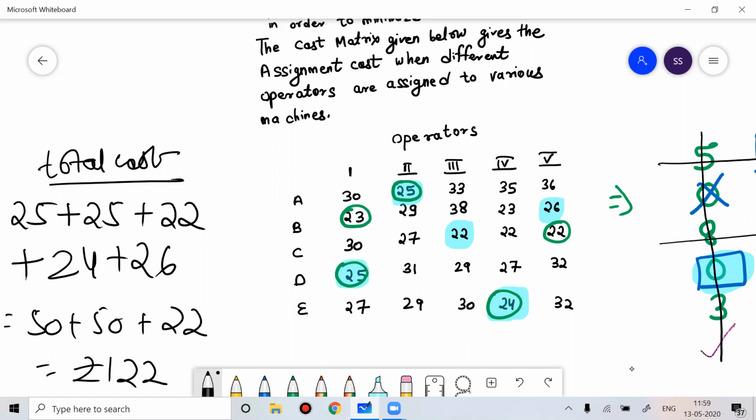Anyone have any doubt? Anyone, any doubt? Anyone want to ask anything?